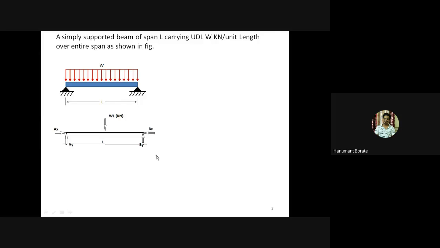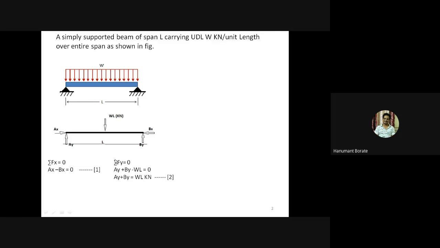these unknown reactions, we need to use the equilibrium condition, that is summation Fx equal to 0. If summation Fx equal to 0, here we can see Ax minus Bx equal to 0, because Ax is acting in a rightward direction and Bx is acting in a leftward direction, right? So Ax minus Bx equal to 0. Okay, then we can say Ax equal to Bx.